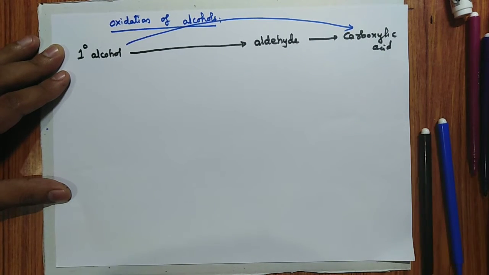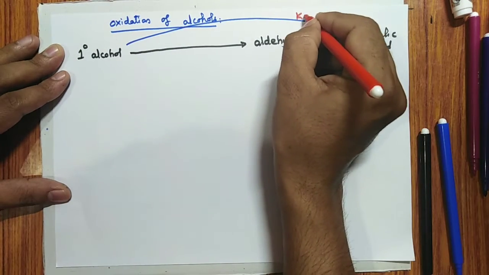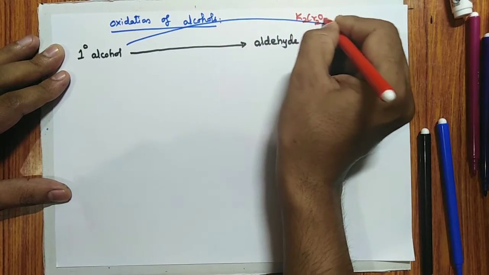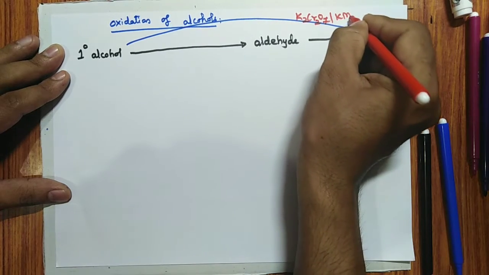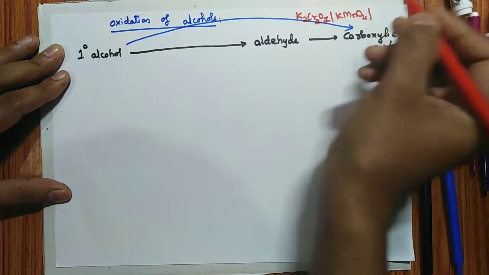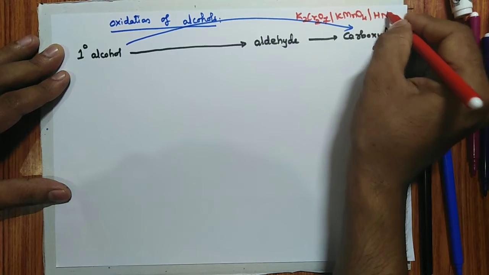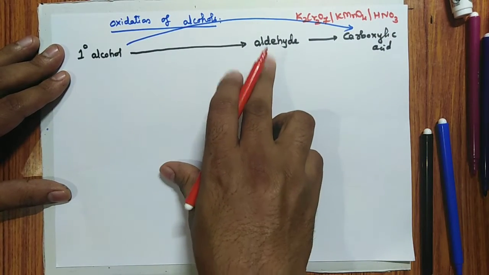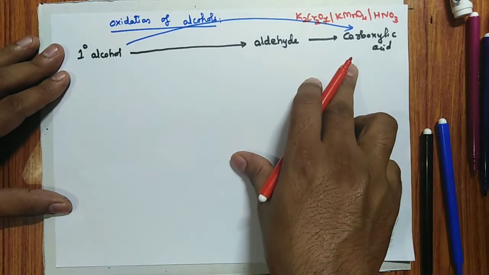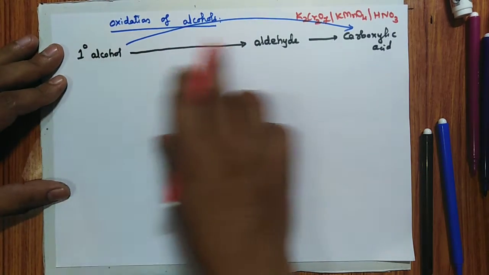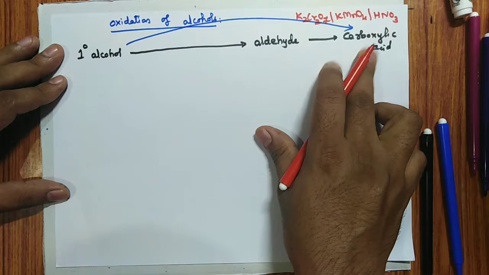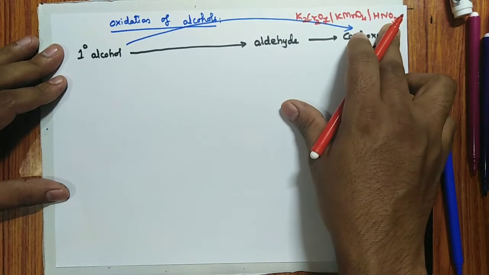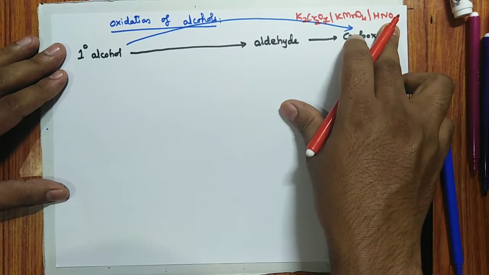That is, the strong oxidizing agent we are going to use. Strong oxidizing agent means which one? K2Cr2O7, or you can go for KMnO4, or you can go for HNO3. Very, very important, remember, without stopping at the aldehyde. If aldehyde forms, it immediately converts into carboxylic acid. Primary alcohol is directly converted into carboxylic acid. These are the strong oxidizing agents.